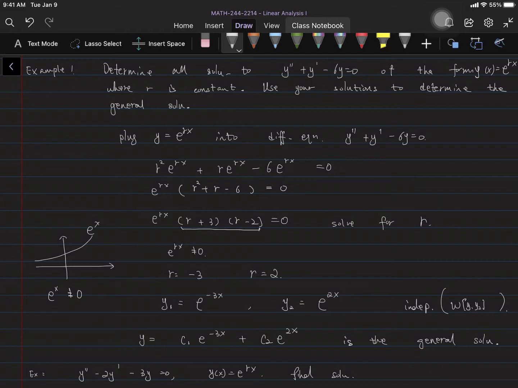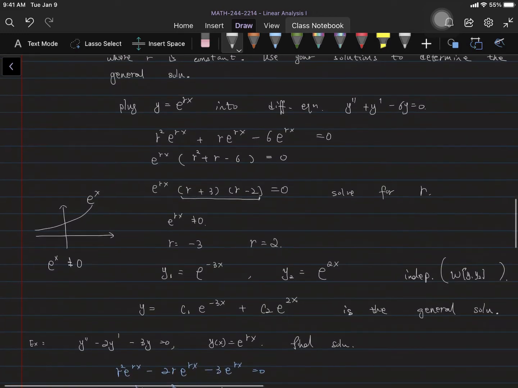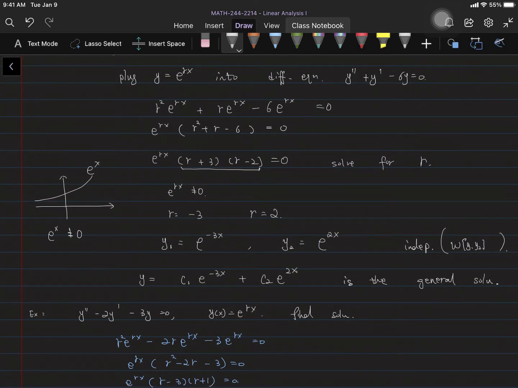So let's see. Because all the solutions have this form, we plug e to the rx into the differential equation. This solution should satisfy the differential equation. Now let's see. We plug this e to the rx into the differential equation. The second derivative of y should be r squared e to the rx, right? And plus r e to the rx minus 6 e to the rx, and we factor e to the rx out, and we get this thing. We get e to the rx times this quadratic function equals 0.